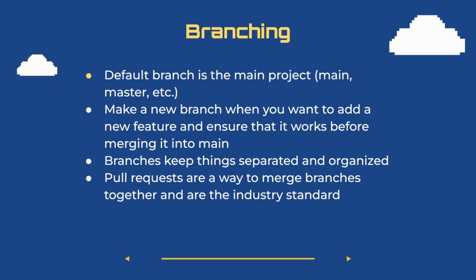You make a new branch when you want to add a new feature, and you want to make sure that feature works before you put it into the main branch. So that's where you make another branch. Branching keeps things nice, separated, and organized. You ideally don't want to just be pushing everything onto main initially. You want to be making branches.